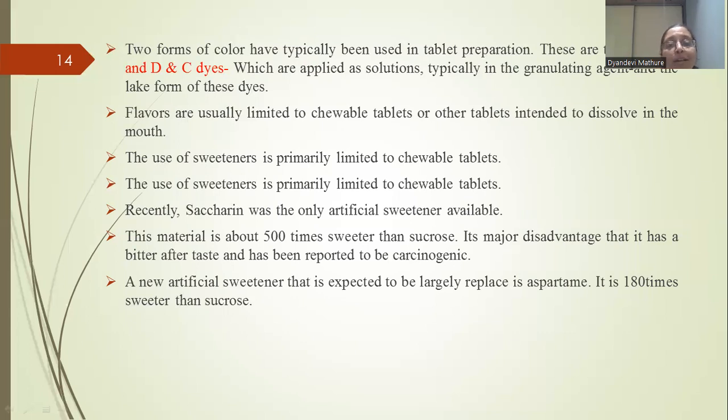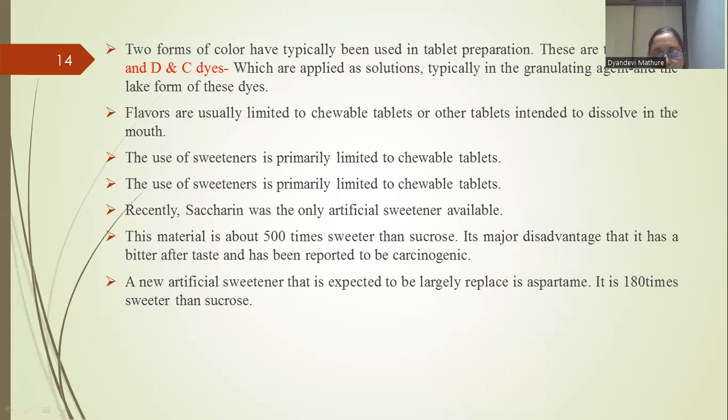Now, flavors are usually limited to chewable tablets or other tablets intended to dissolve in the mouth. So if your tablet is a chewable tablet, we need flavoring agents, to get a pleasant feeling in the mouth. The use of sweeteners is also primarily limited to chewable tablets, since that tablet needs to be chewed in the mouth. Now, what are the examples of sweeteners? For flavor, you can use any flavor: peppermint, orange, lavender, so many flavors are available. Whereas for sweeteners, the most widely used is saccharin.